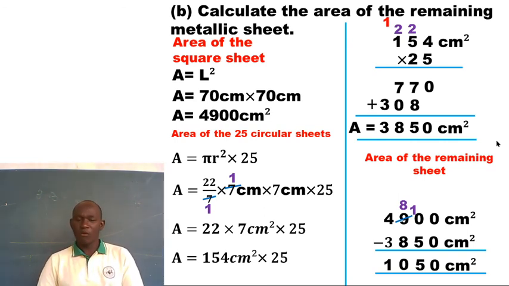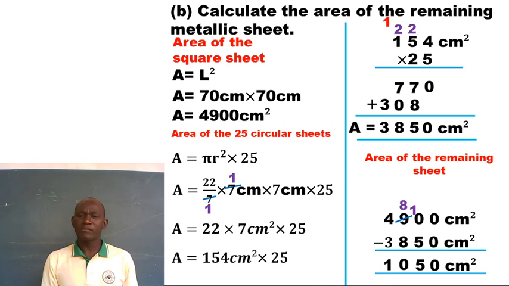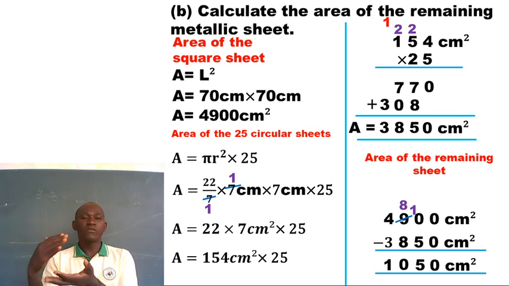Some people may be wondering why the remaining area is bigger than even the area of one sheet. The area of only one sheet is 154 square centimeters, but now the remaining area is 1,050 square centimeters. That happens because a circle leaves bigger space when packed, like the way you saw in the first example.